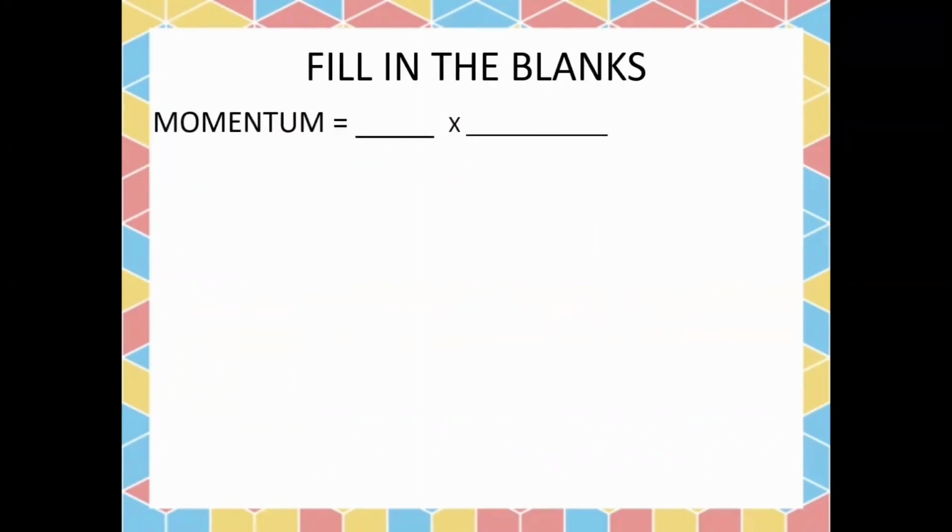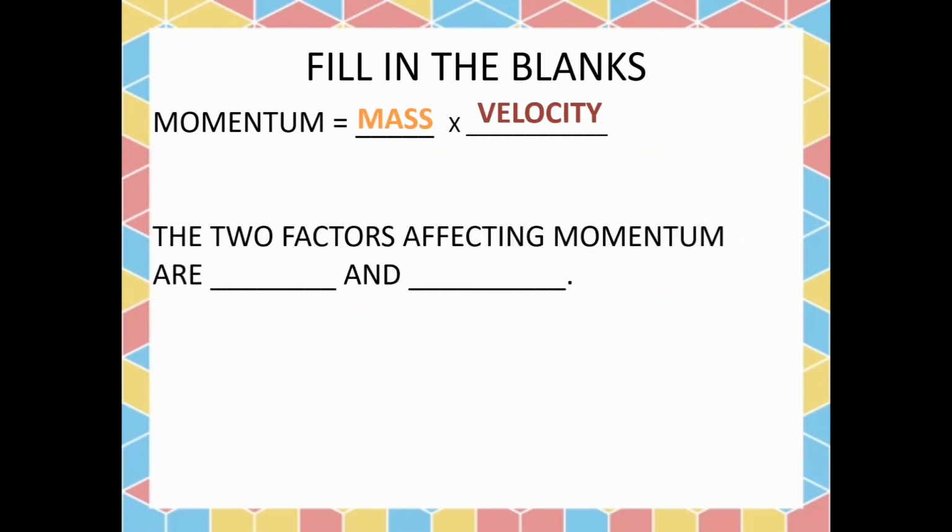Let's summarize the lesson for today by filling the blanks. Momentum is equals to blank times blank. What's your answer? All right. Momentum is equals to mass times velocity. The two factors affecting momentum are blank and blank. And your answer? These are both mass and velocity.